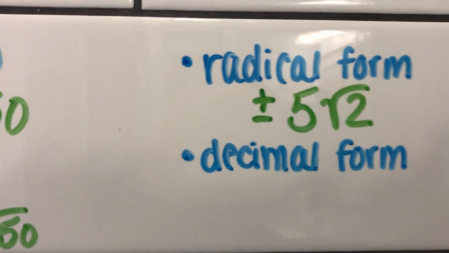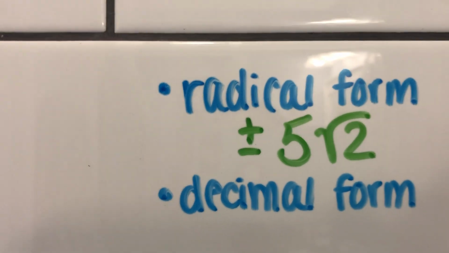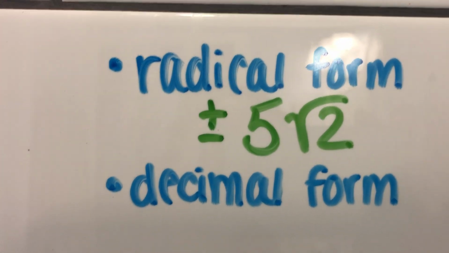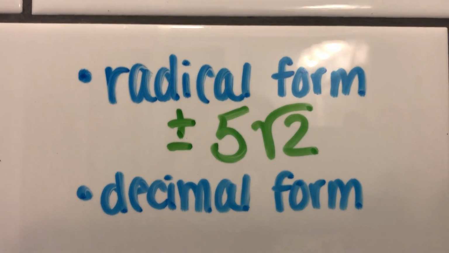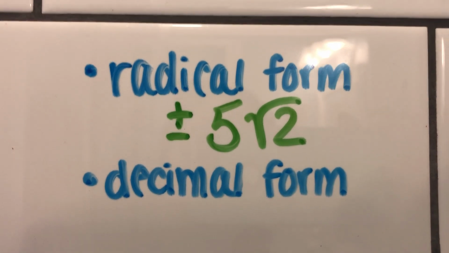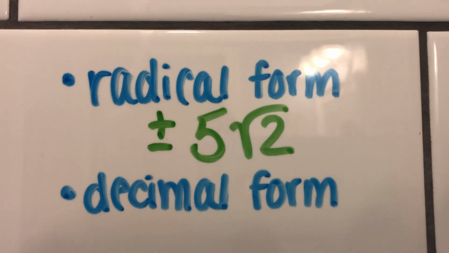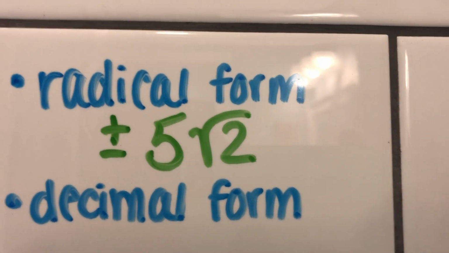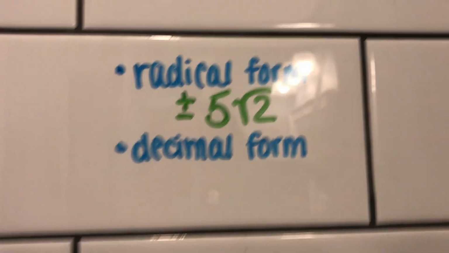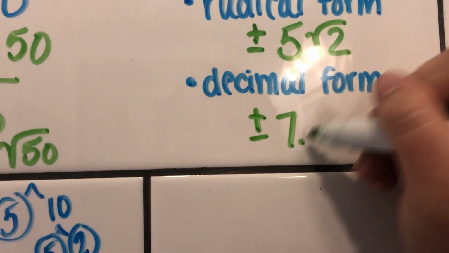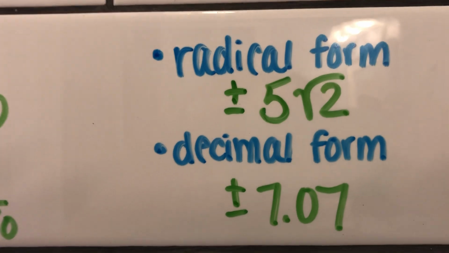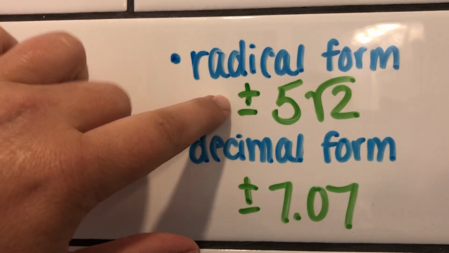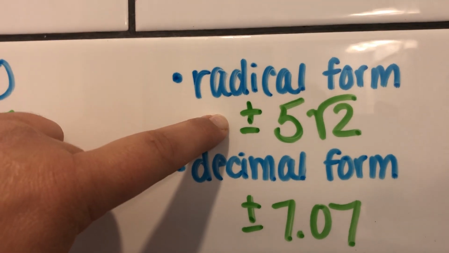Now for decimal form, you're going to type in plus or minus 5 square root of 2. So you can type in a positive 5 times the square root of 2, and then separately type in a negative 5 times the square root of 2. And when you type that in your calculator, you should end up with plus or minus 7.07.